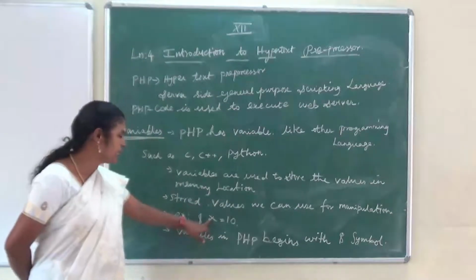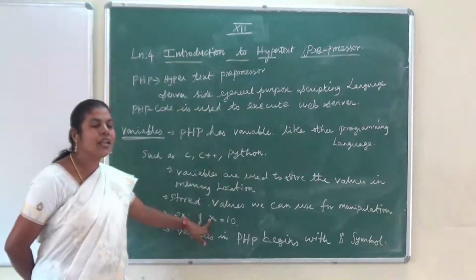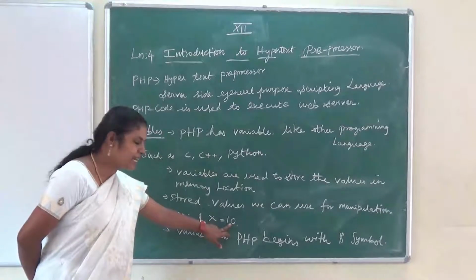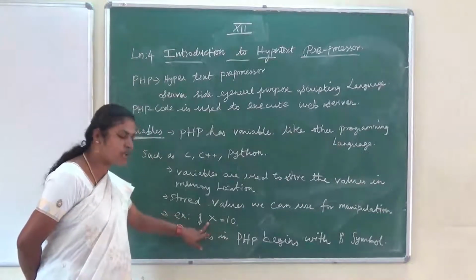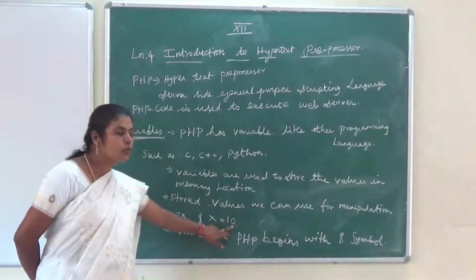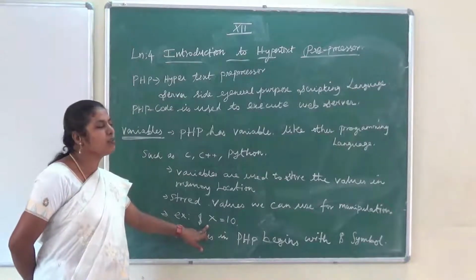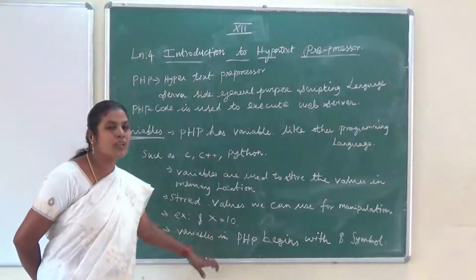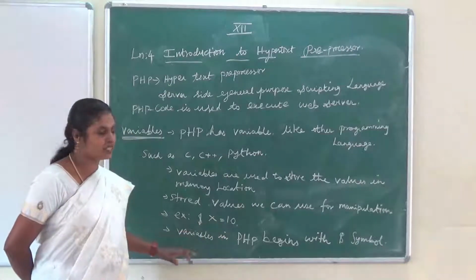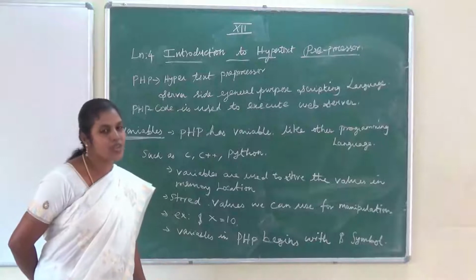For example, here I have given one example: x is equal to 10. 10 is a value, x is a variable. 10 should be assigned to the variable x. What is the meaning of that? 10 should be stored under x. That x is called a variable.